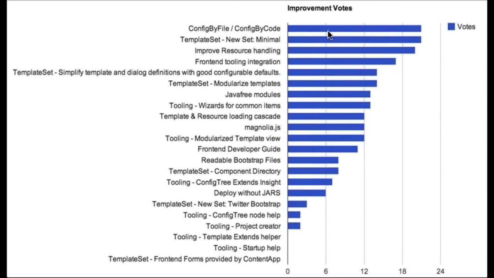We came back to the community again. We put the proposal and the vision out. We put out surveys, and we got your input that way. It's interesting to note that this is the original survey, and the top 3 items are config by file, a new template set, so that's the update of SDK, and improved resource handling. And you'll see that these are the 3 things, plus some other things that we pursued.